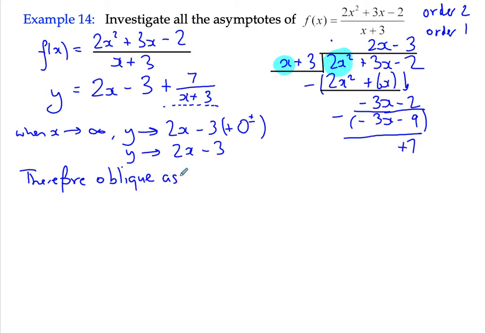Get the spelling right, please. Asymptote with an equation. Now, y equals 2x minus 3.